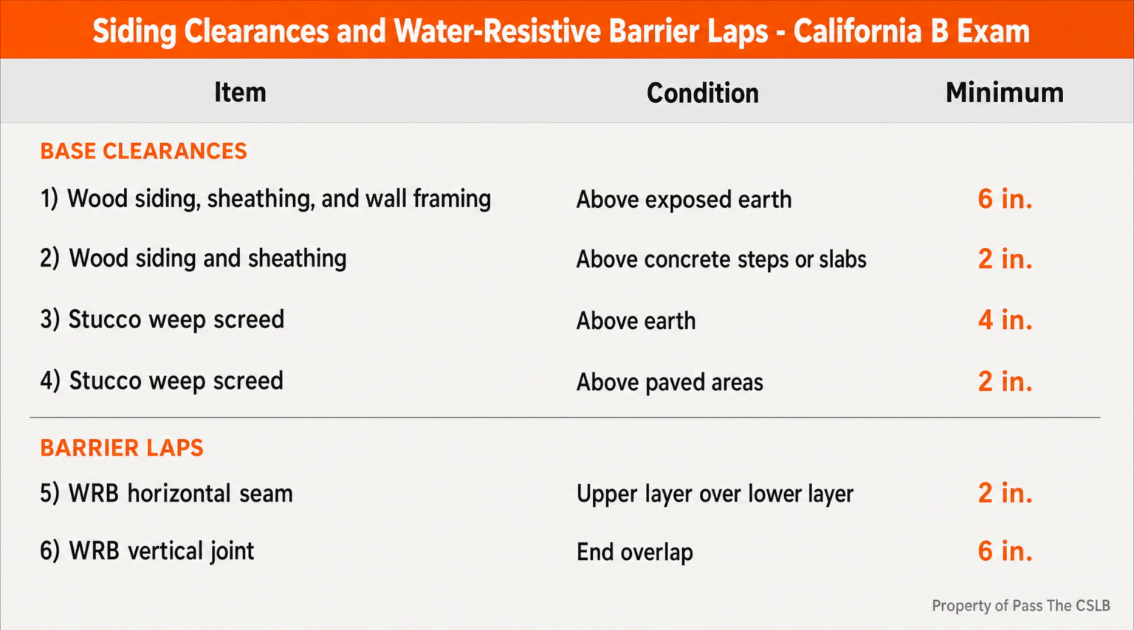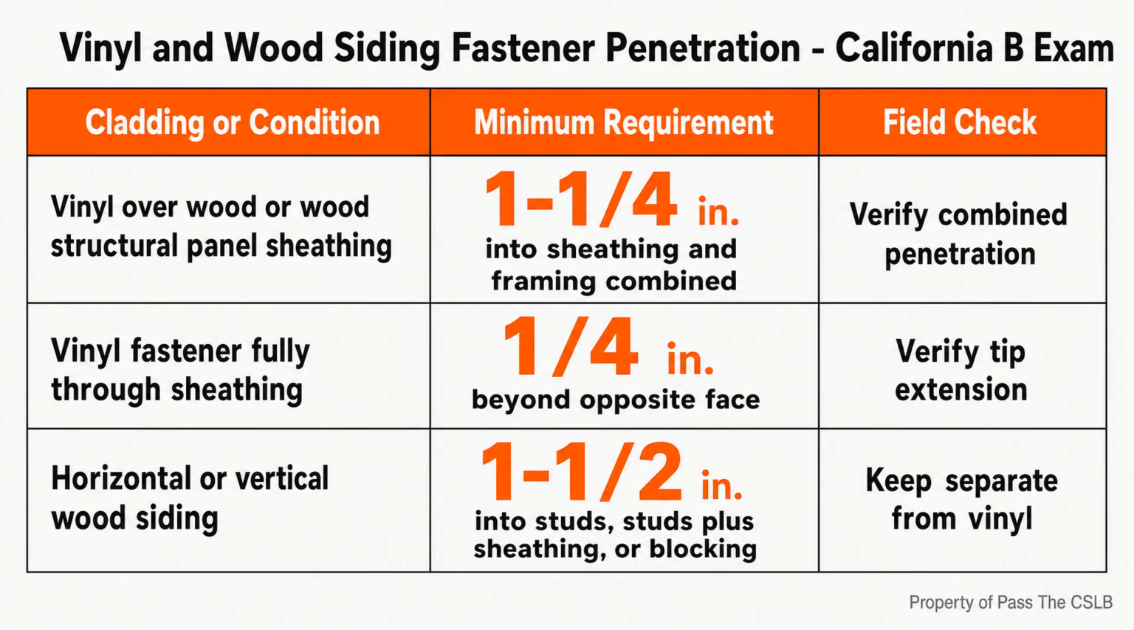Fastener penetration is a different problem from surface clearance. The clearance numbers describe where the cladding starts or stops. Penetration describes how far the fastener enters the supporting wood. For vinyl siding installed over wood or wood structural panel sheathing, fasteners must penetrate at least 1 1/4 inches into the sheathing and framing combined. If a fastener passes fully through the sheathing, its end must extend at least 1/4 inch beyond the opposite face.